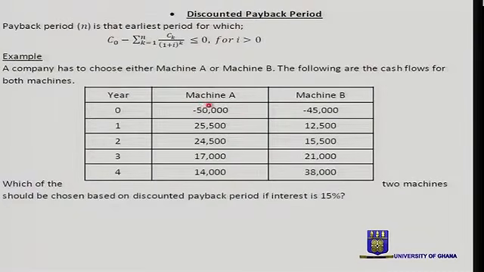But supposing we acquire this machine and it starts working for us, in the subsequent years the machine will probably be useful for 4 years. And over the 4 years, the machine would give us some revenue. In year 1, for instance, for machine A, it is projected that it should bring us some revenue of 25,500. In year 2, 24,500. In year 3, 17,000. And in year 4, 14,000. The same applies to the case of machine B.